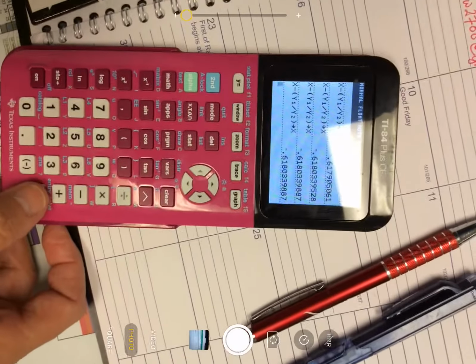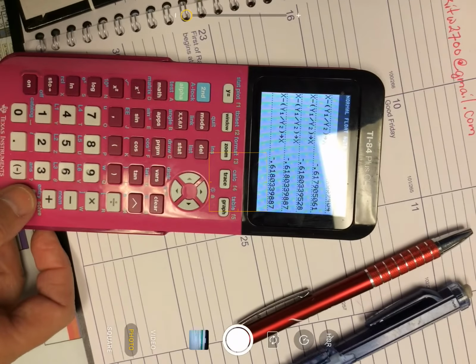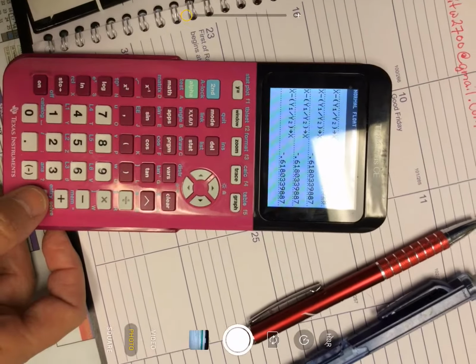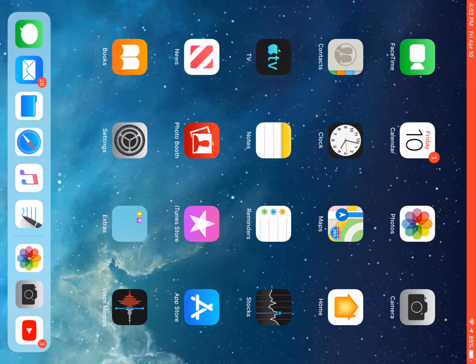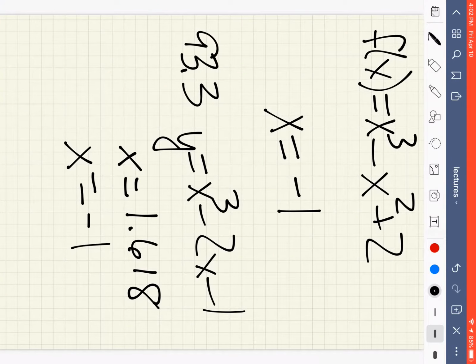We got -0.618. Maybe not. Let's see. Can't remember. No, this is the negative one. So now the other one is x equals -0.618. Okay, so there's all three zeros, and if you kept hitting enter on the calculator, it would just stay at -0.618. It might have a few numbers way over there, but it eventually would come down to -0.618.